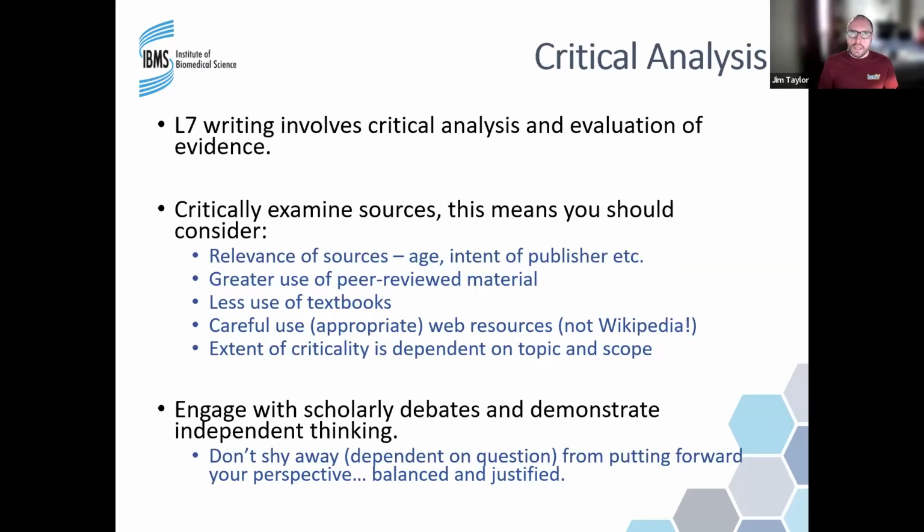And don't worry if you can't be equally critical of every piece of information that you're looking at, because how critical you can be is dependent on the topic of the question and the scope of the answer that you need to provide. The other thing that you really need to do when you are writing at level 7 and thinking critically is actually nothing to do with the writing that you are doing yourself. It's about how you present yourself at work and with your peers.